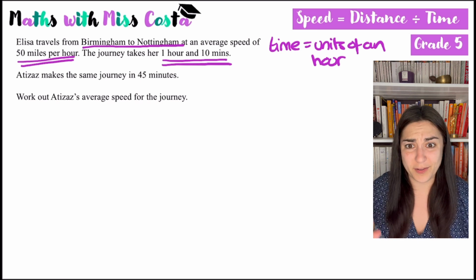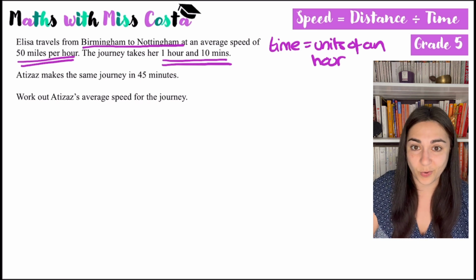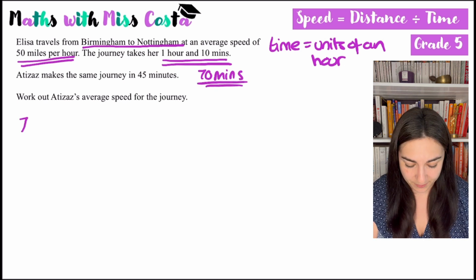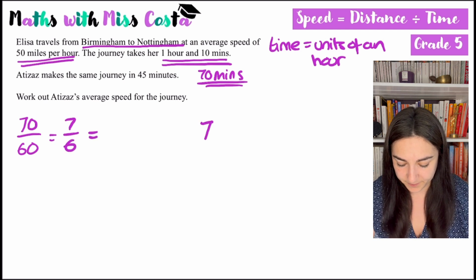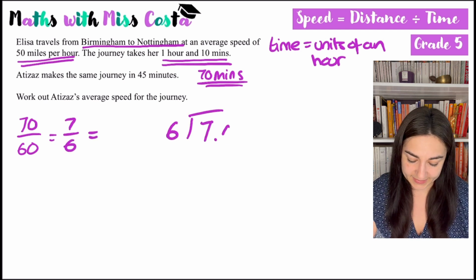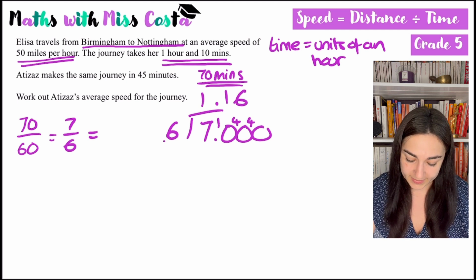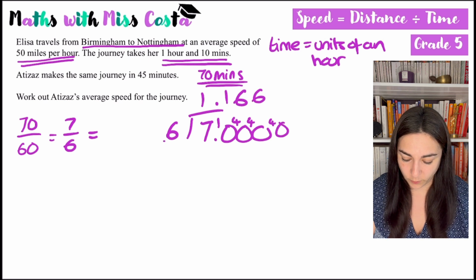Well, there's quite a few ways I can do this. Either I can turn the whole thing into minutes. So 1 hour and 10 minutes in total is 70 minutes. And to turn that into a fraction of an hour, I do 70 over 60, which is 7 over 6. And 7 divided by 6: 6 into 7 goes once, remainder 1. 6 into 10 goes once, remainder 4. 6 into 40 goes 6, remainder 4. And so you're going to find yourself with a recurring decimal.